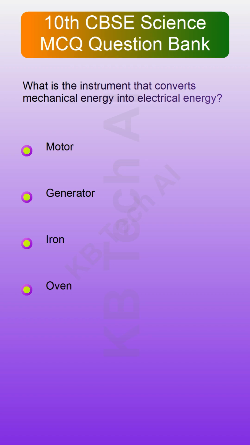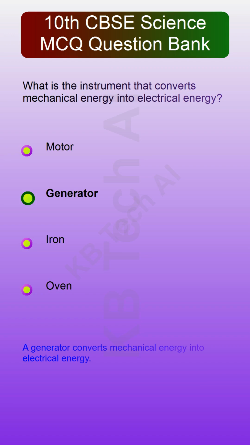What is the instrument that converts mechanical energy into electrical energy? Option 1, motor, option 2, generator, option 3, iron, option 4, oven. The answer is, option 2, generator.